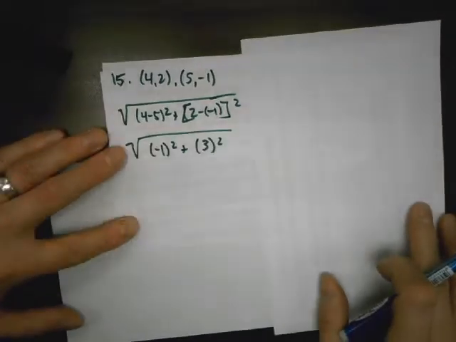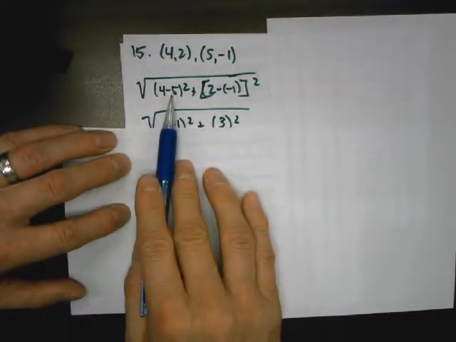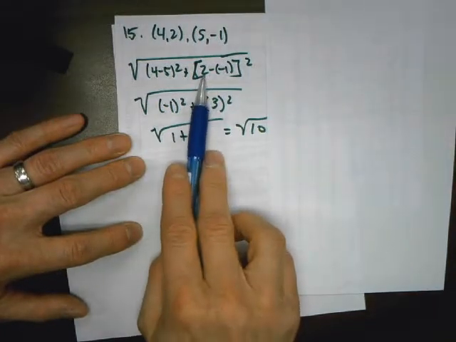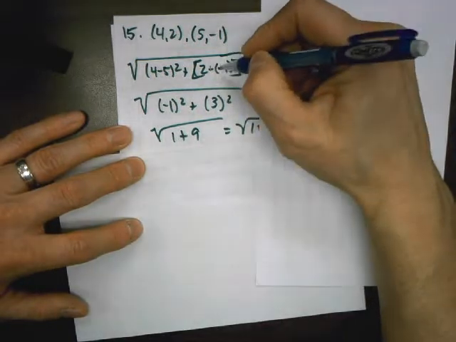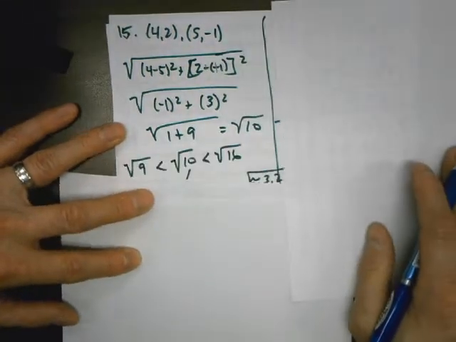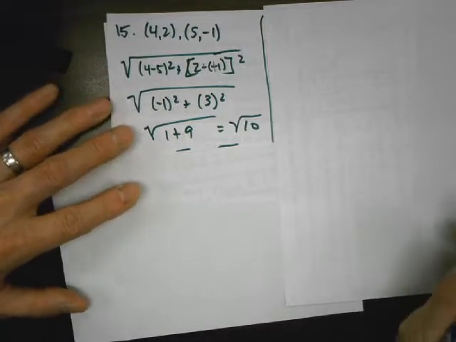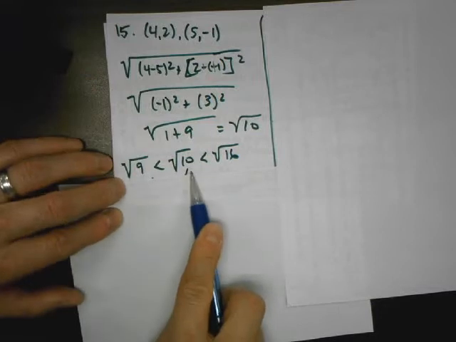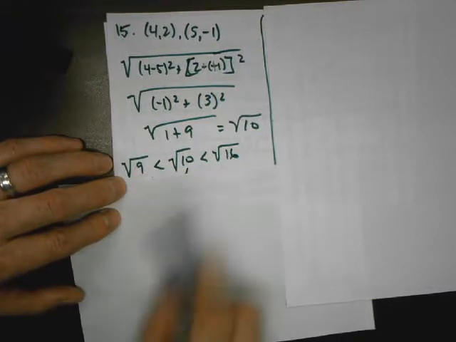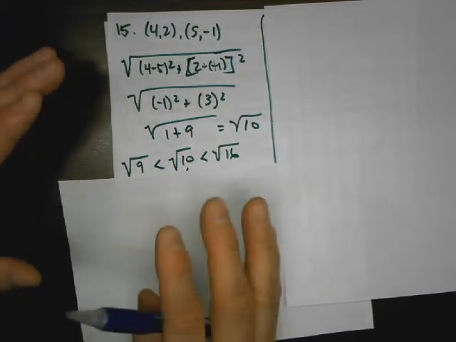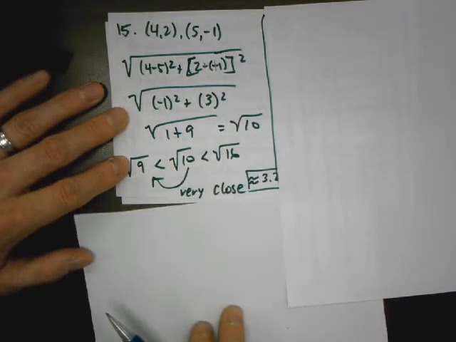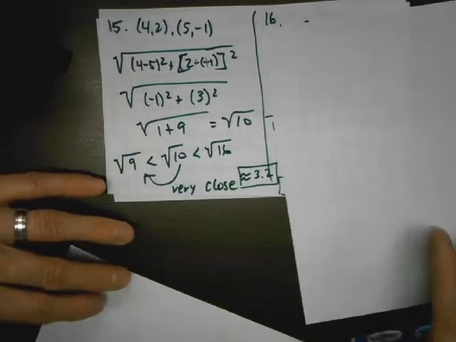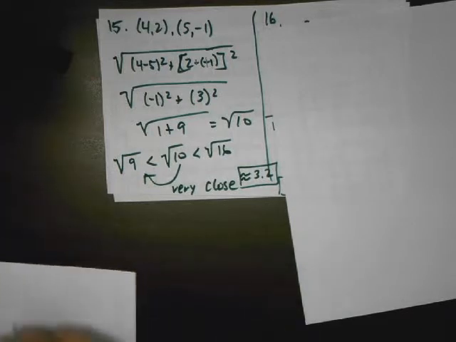Okay. So 4 take away 5 is negative 1. Negative 1 squared is just 1, right? 1 times 1 is 1. And 2 minus negative 1 is, add the opposite, 2 plus 1, which is 3. 3 squared is 9. So the answer is square root of 10. However, for this problem, they want us to give the answer rounded to the nearest tenth. So rad 10 is in between these two perfect squares. 3 times 3 is 9. 4 times 4 is 16. So I ask myself, is it kind of in the middle, closer to 3 or closer to 4? Well, it's real close to 3. So it should be about 3.1, maybe 3.2. The answer is 3.2. As long as you get close, you'll be right on that. Okay, so 16.